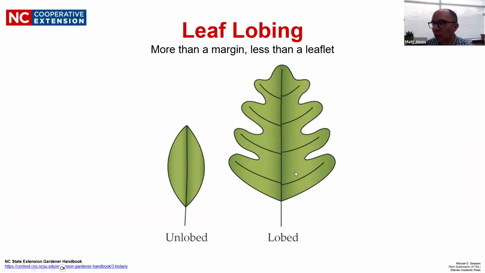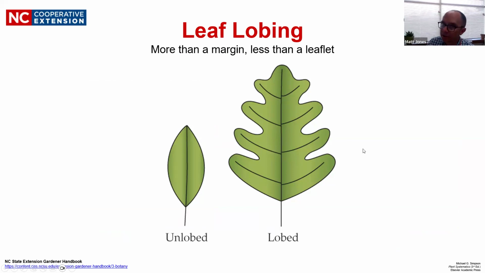So if you imagine a white oak leaf, or even a red oak leaf, a single leaf is going to have these protrusions that are called lobes. And in between the protrusions are areas called sinuses. So looking at whether a leaf is lobed or unlobed is helpful.